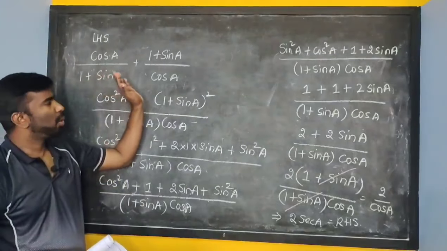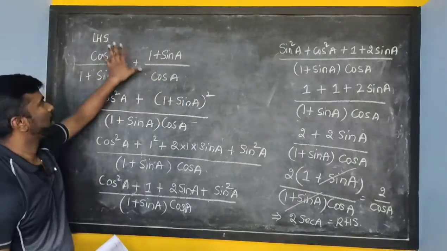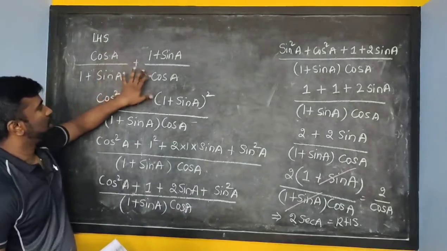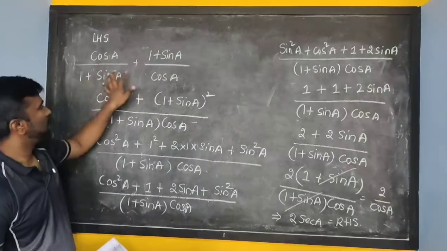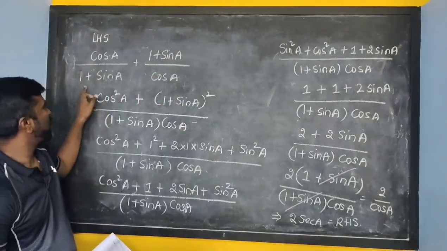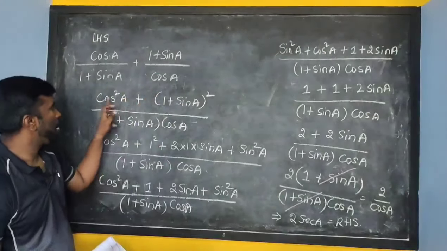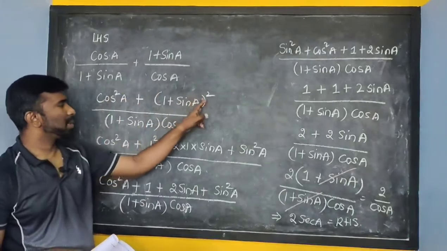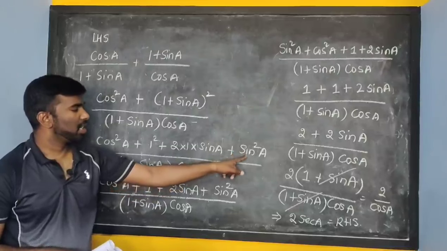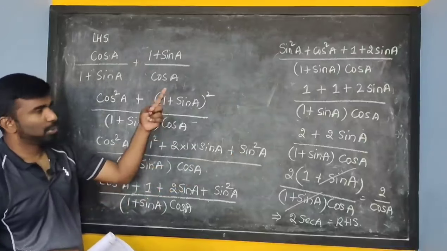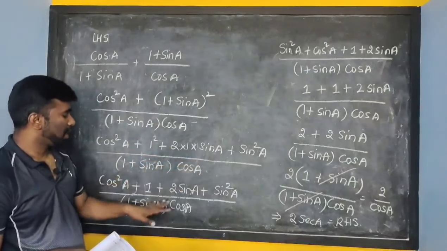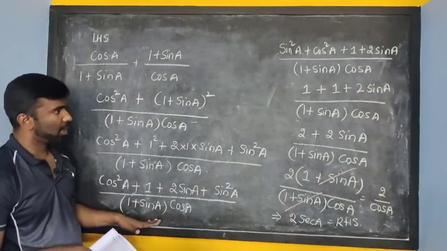The first step you use here is the concept of the butterfly method. Cos into cos, cos square A. 1 plus sin into 1 plus sin, 1 plus sin whole square, divided by 1 plus sin A into cos A as it is. Cos square as it is, using A plus B whole square, that is A square plus 2AB plus B square. Rearrange sin square A and cos square A to use identity 1, 1 square as it is and 2 sin A as it is. Don't simplify the denominator, keep it as it is.